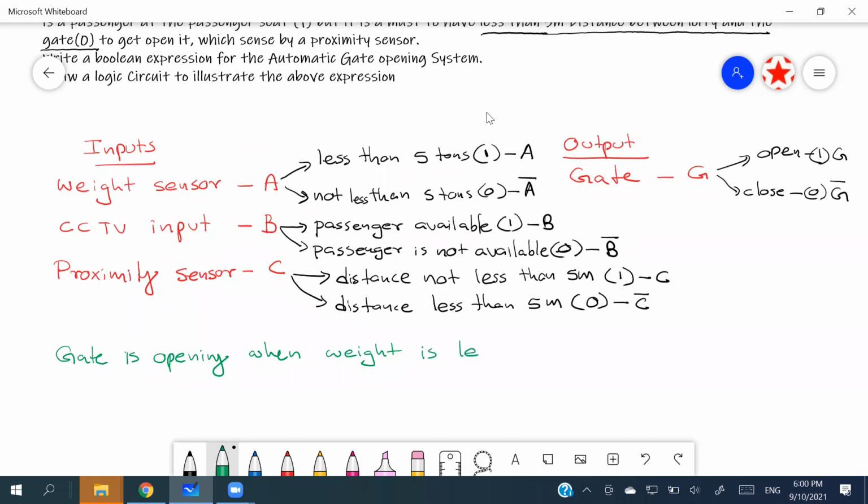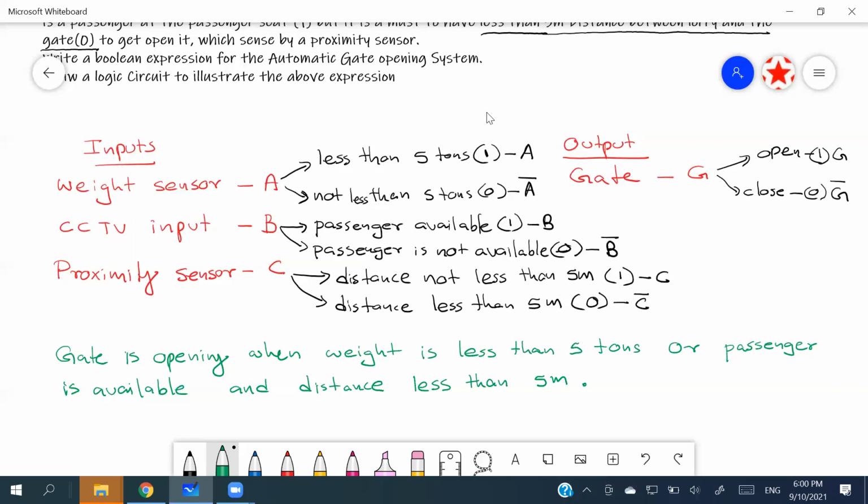When weight is less than 5 tons, or that is how the explanation is given, or passenger is available, and distance less than 5 meters.